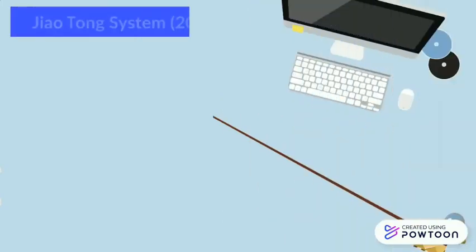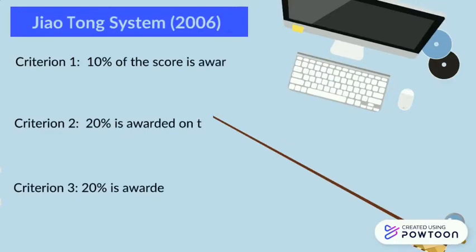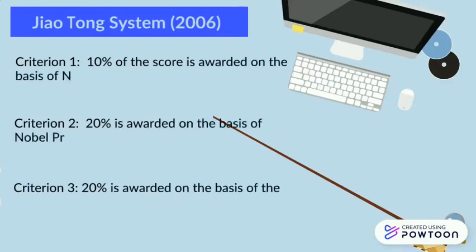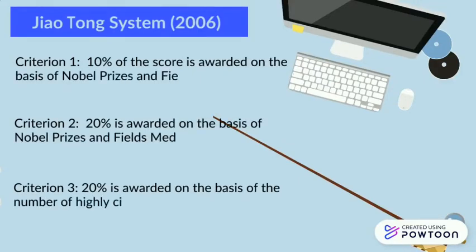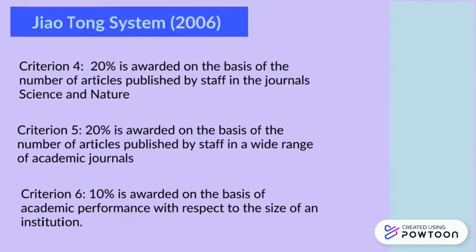There are 6 criteria in the Jiao Tong system. First, 10% of the score is awarded on the basis of Nobel Prizes and Field Medals won by alumni. Second, 20% won by faculty members. Third, 20% is awarded on the basis of the number of highly cited researchers in a wide range of disciplines. Fourth, 20% is awarded on the basis of the number of articles published by staff in the journals Science and Nature.